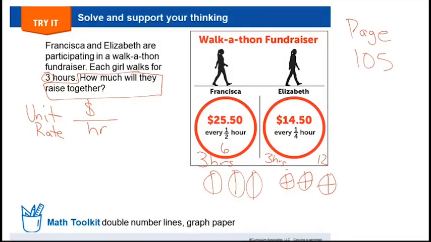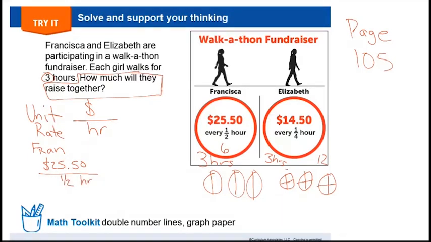So the first thing I've been having you do is write down the units that you want your answer to be in. And once you write down the units, you look at the problem and write the numbers they gave you in the right spots on your fraction. So for Francisca, I'm going to call her Fran, she earned $25.50 in one half of an hour.